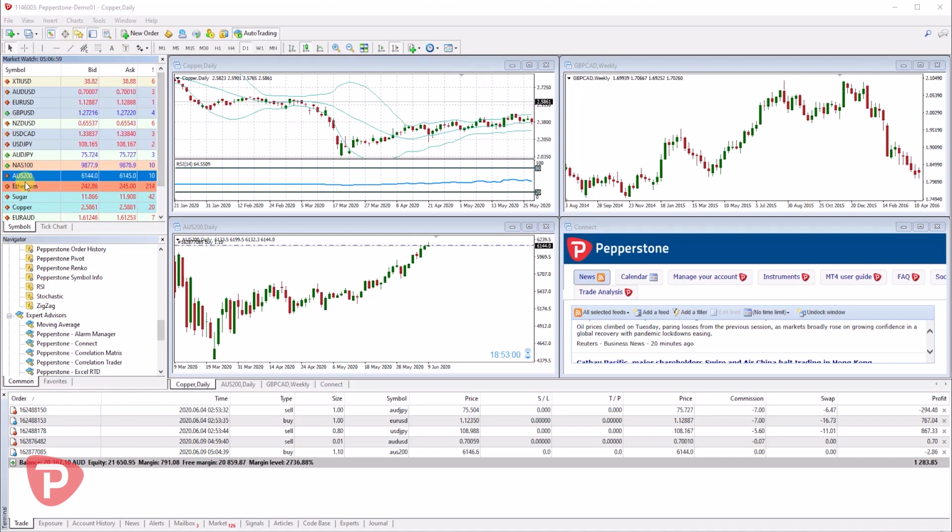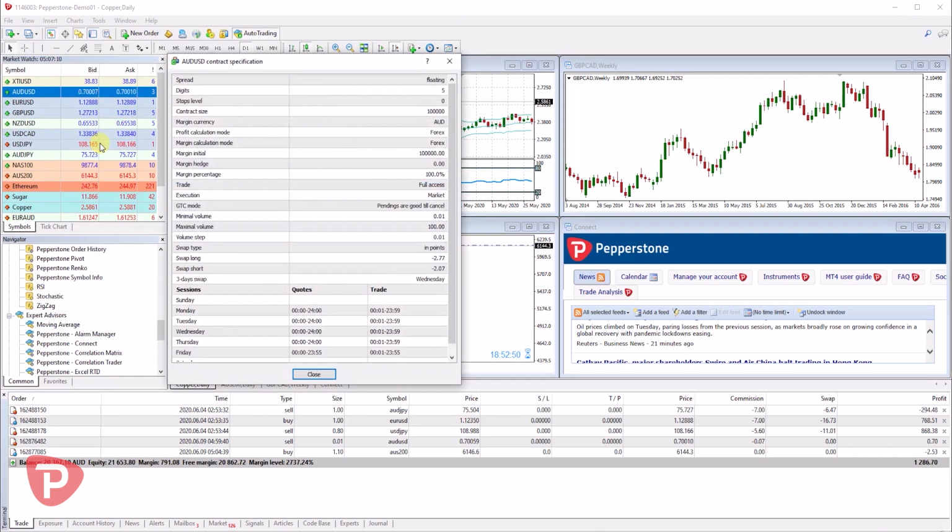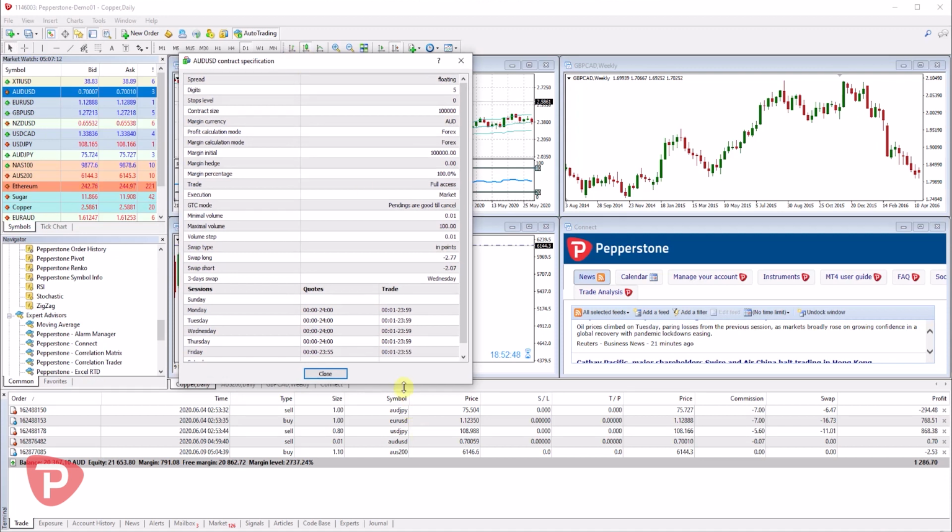The way to access it is first open up your market watch, make sure you've got this here. Now right click on whichever symbol you want to look at. So let's look at Aussie US, right click, select specification, and here we go. So there's a lot of information on this and we can go through it one by one.